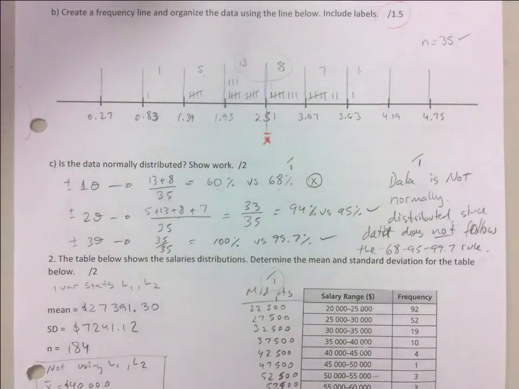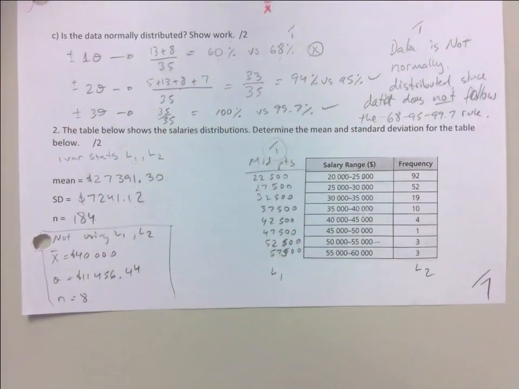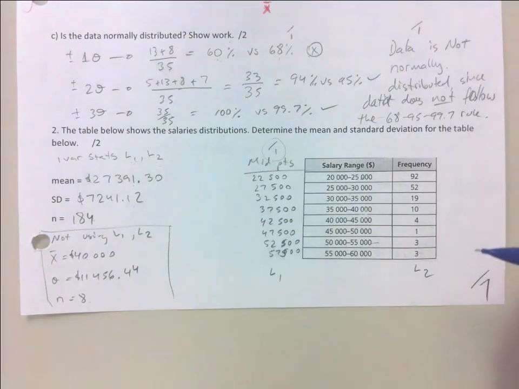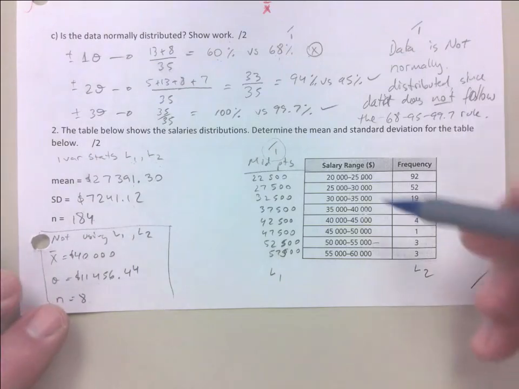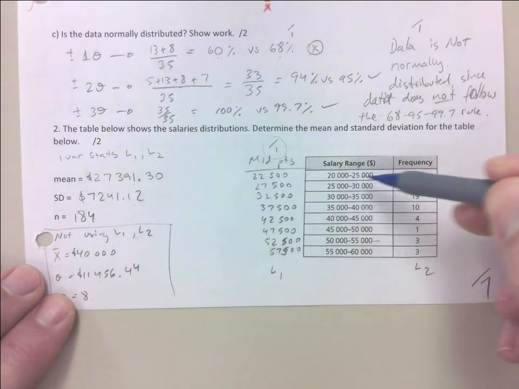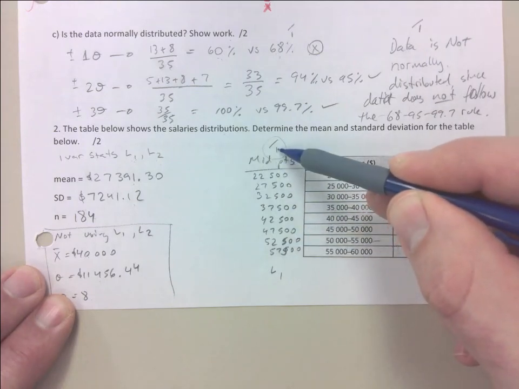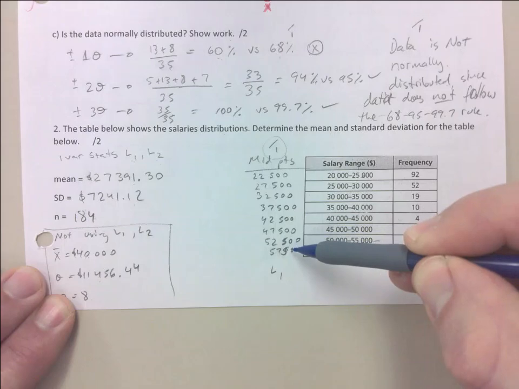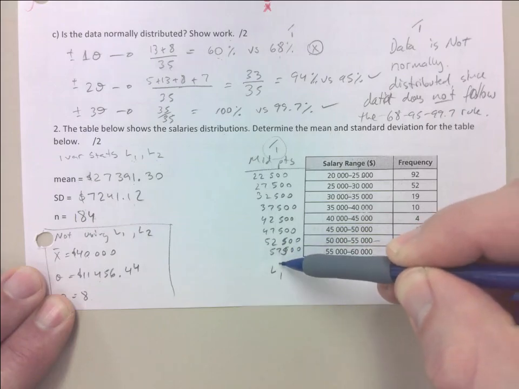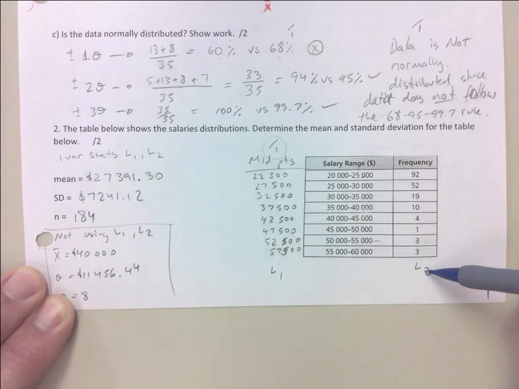Next, for this question, this should be a non-issue, hopefully at this point. When you have a frequency table where there's a range, you need to find the midpoints. That is worth a mark. So there are your midpoints. You need to put those in L1 and then the frequency in L2.